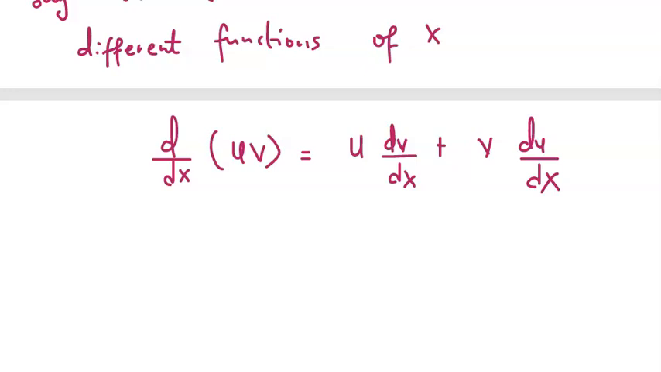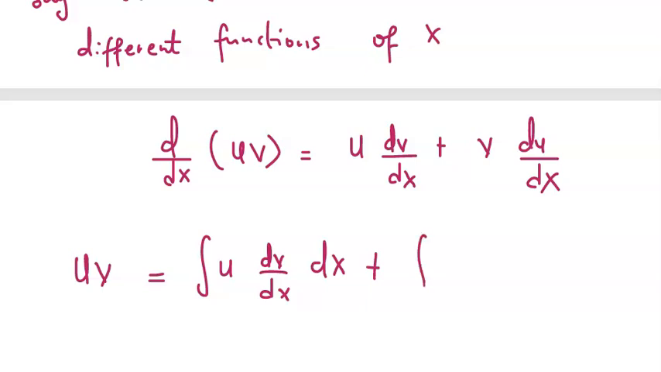Let us integrate both sides of this equation with respect to x. We know the left hand side, if you integrate, that should be the reverse order, right? So it will give us uv, then this will be equal to the integral of u times dv dx with respect to x, so there will be a dx, right? So plus, here we get the integral of v multiplied by du dx, then with respect to x.